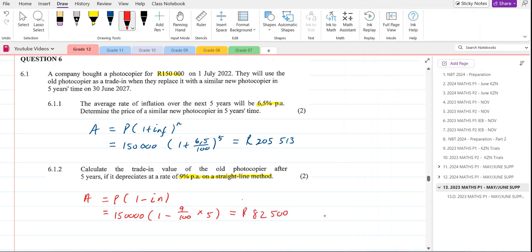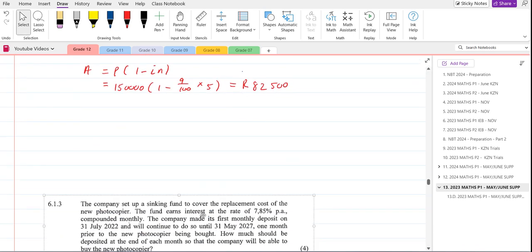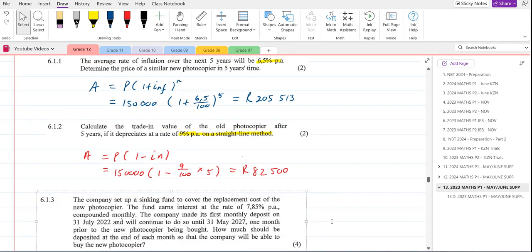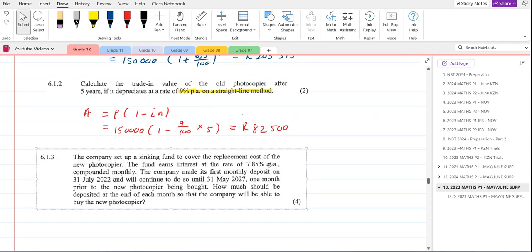So what we know is that the price of the new printer in 5 years time is 205,513, and we're going to sell this printer, trade it in for the new one. So obviously there's going to be a shortfall, or a sinking fund. So the company sets up a sinking fund to cover the replacement cost of the new photocopier.